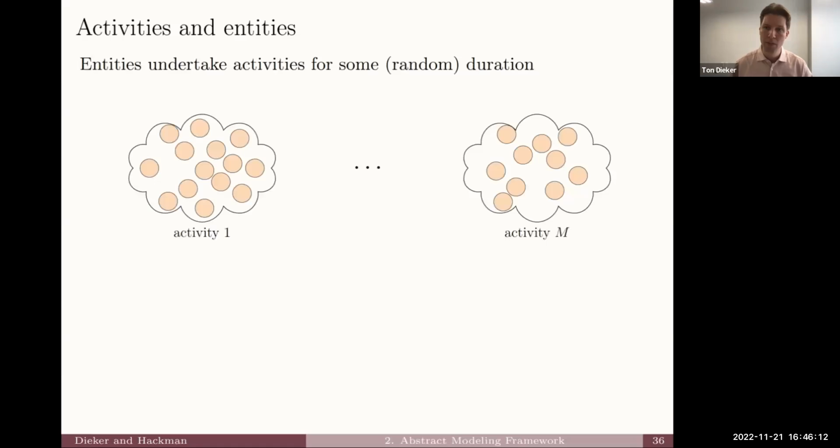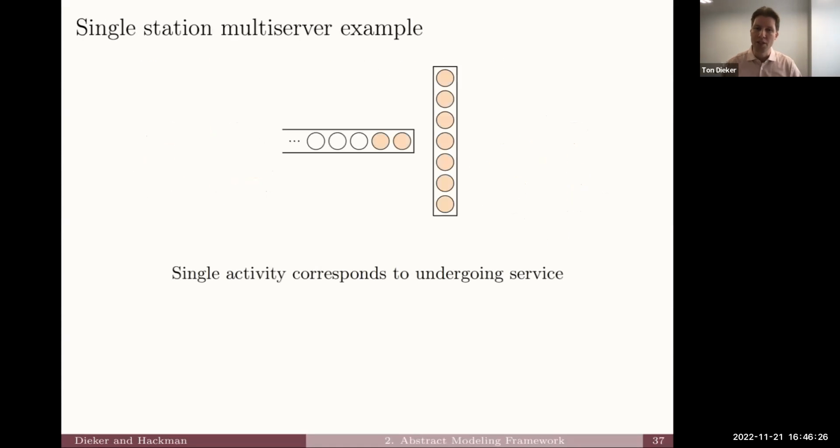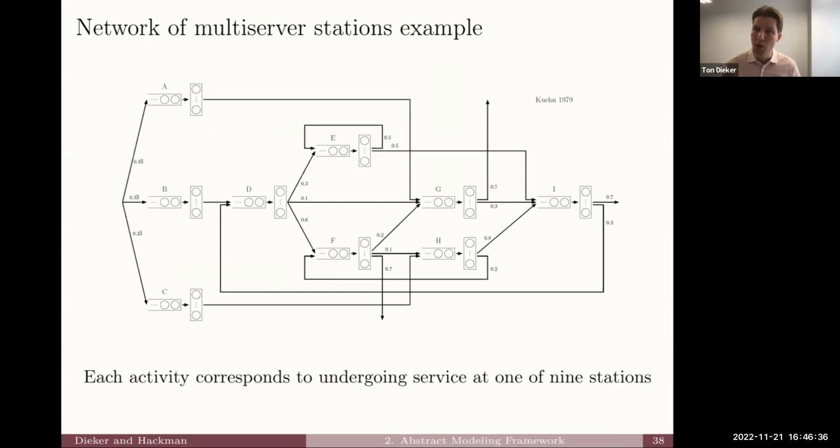So we first go through some terminology for this abstract framework. It's a little different from what we are used to. In this picture, the circles represent entities and the clouds represent activities. Entities undertake activities for some random amount of time. So for instance, in the single station multi-server example, the activity corresponds to undergoing service. In the network with 9 stations, there's 9 activities corresponding to undergoing service at each of the stations.